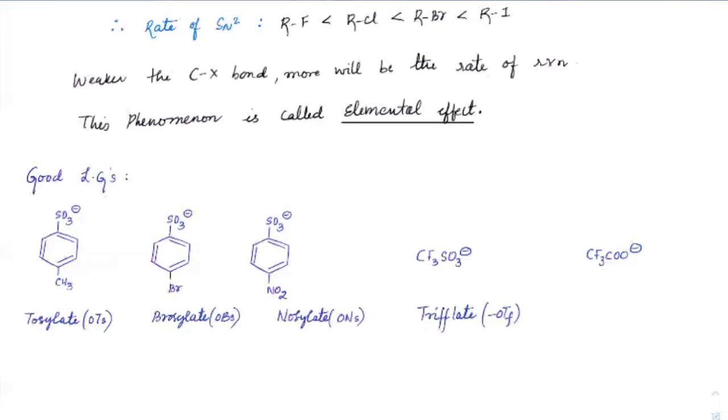Suppose I have to identify the best of the leaving groups, then I will give you the order. Well, all of them are best leaving groups, but if the order is asked, the fourth one is the best out of all these, then third, then second, then first, then fifth. Okay, this is the order of leaving group nature. These are all very good leaving groups.